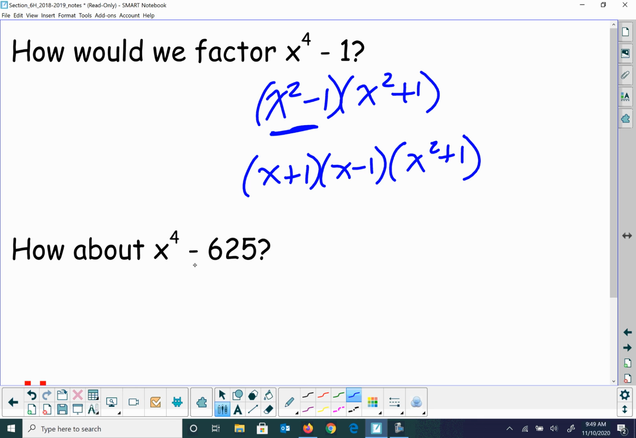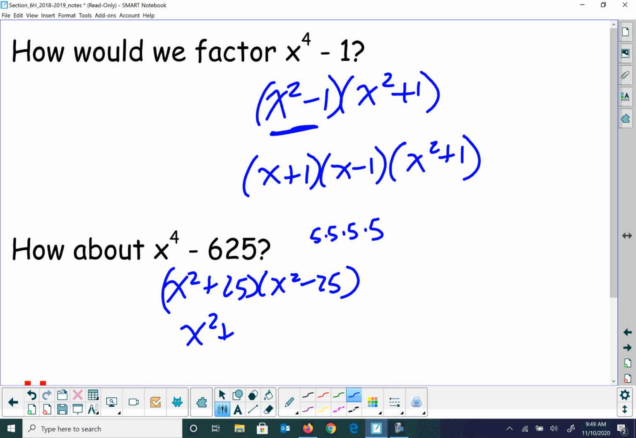How would I do this one? Oh, well, you have to realize that 5 times 5 times 5 times 5 is 625. Okay, so I'm going to get x squared plus 25 and x squared minus 25. And x squared minus 25 is the difference of two squares. So this stays as is. It looks like that.